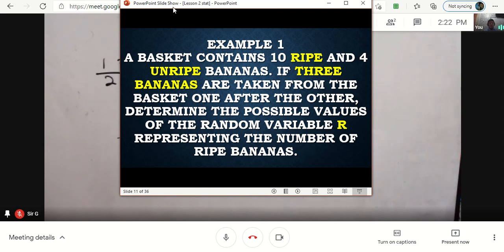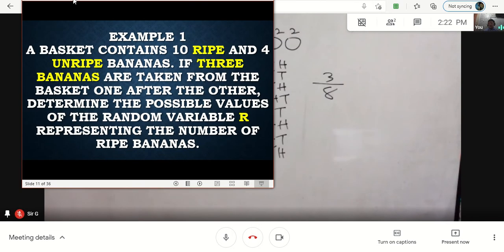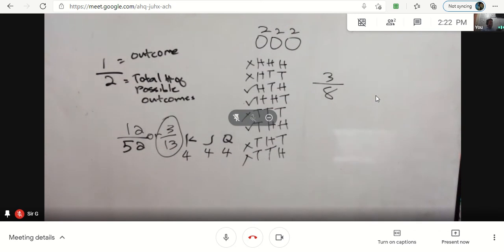Okay, so number 1 question, ito yung question dati. So a basket contains 10 ripe and 4 unripe bananas. If 3 bananas are taken from the basket one after the other, determine the possible values of random variable R representing the ripe bananas. So ganun pa rin, same pa rin tayo na given nung nakaraan. So ano daw yung magiging sample spaces nito? So ano ba yung tinatanong? 3 bananas. Ripe and unripe lang naman tayo. Then ang random variable natin is R or the ripe bananas. So tandaan niyo na 3 bananas. So burahin ko lang to saglit.